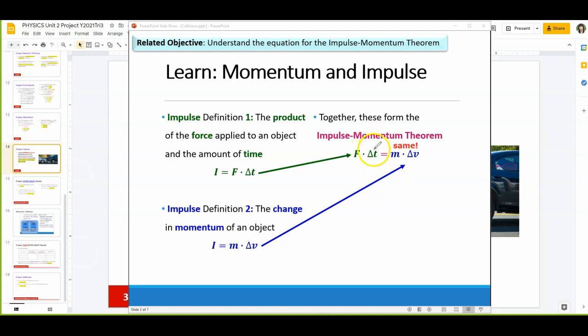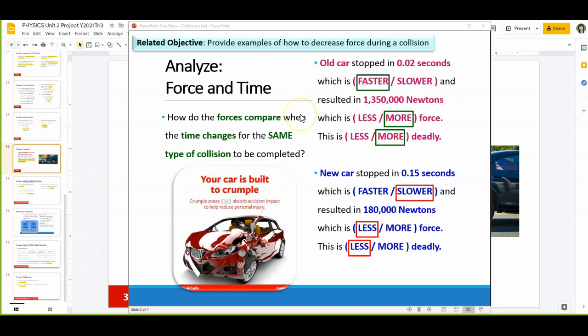So what we saw was if we increase the time and it takes longer for the collision, then it will have less force, or vice versa. If we decrease the time for a collision to occur, then it will actually have more force and be more painful. So let's go ahead and take a look at the example that we talked about in class.